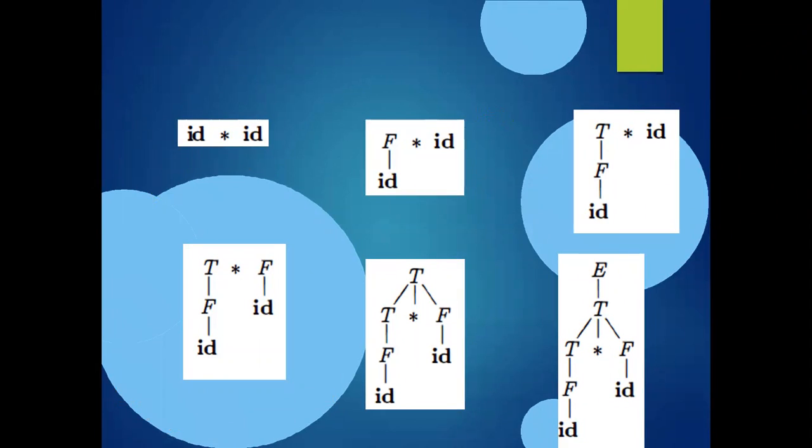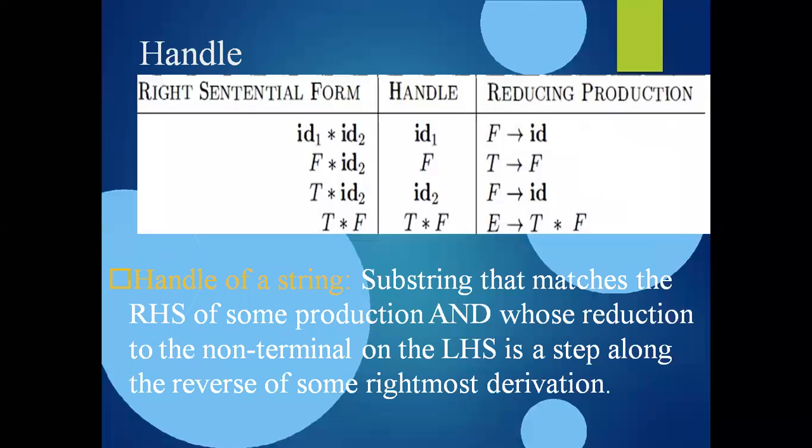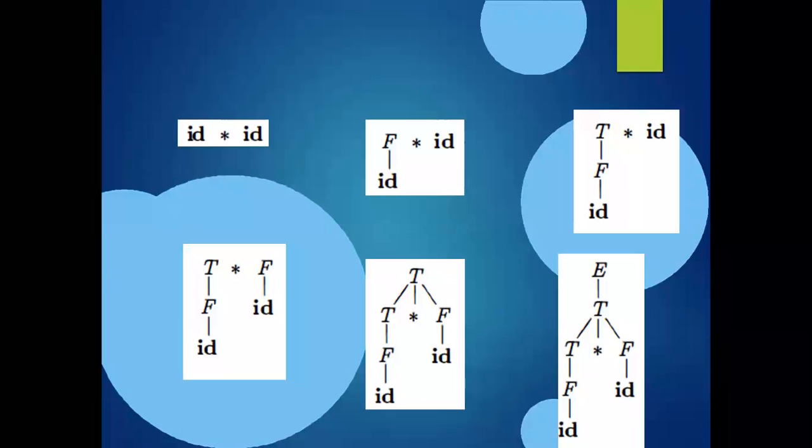The given grammar is E tends to T, T tends to T star F, T tends to F, F tends to ID. Just make a note of what I am saying. E tends to T, T tends to T star F, T tends to F, F tends to ID is the given grammar.